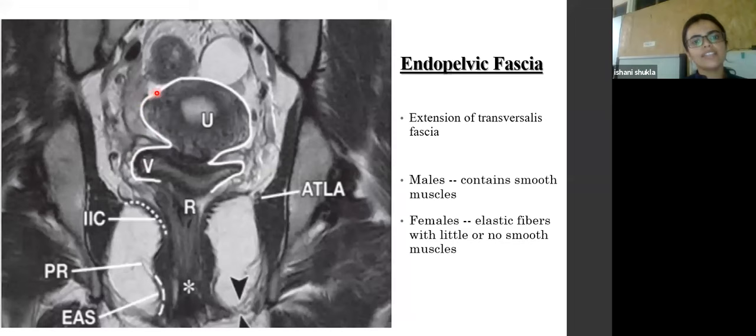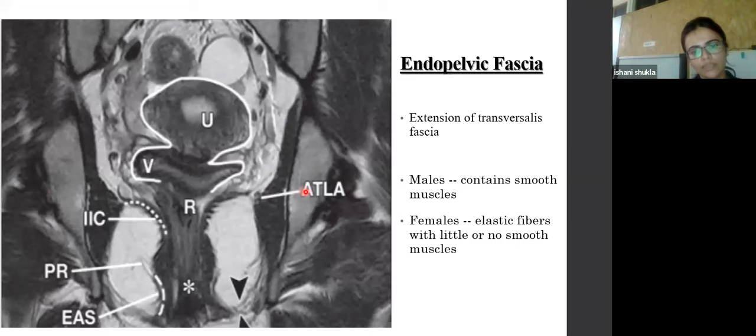So here we see this line. This is the endopelvic fascia, which covers the uterus, the vagina, and it goes to insert into the iliococcygeus muscle. Thereafter, it continues as the arcus tendon. It continues and inserts into the arcus tendineus of the levator ani.